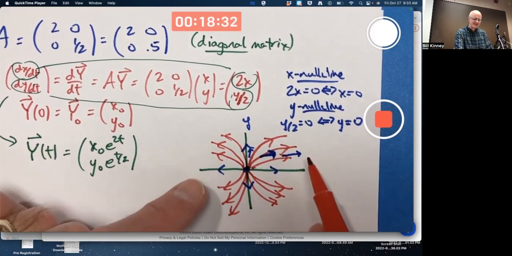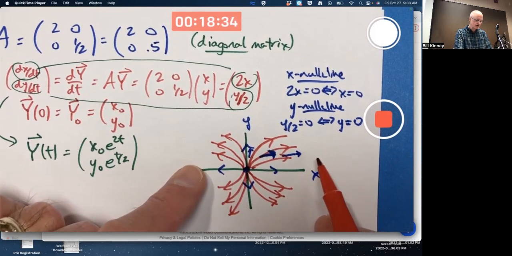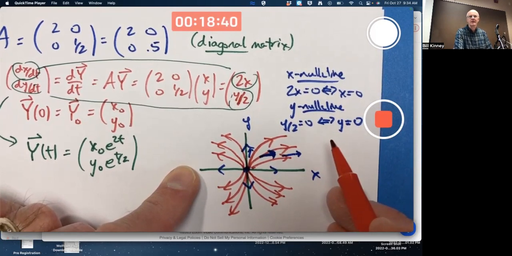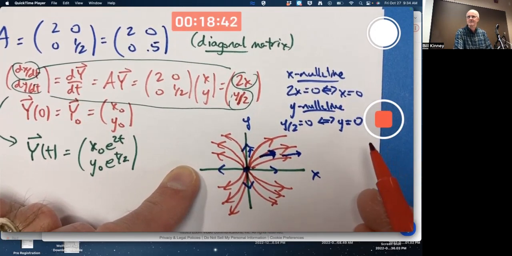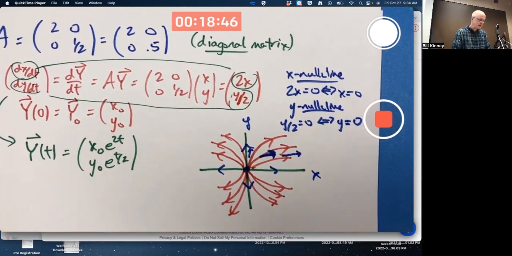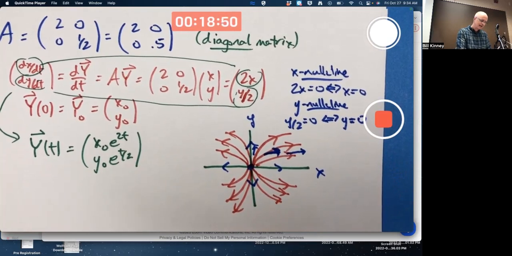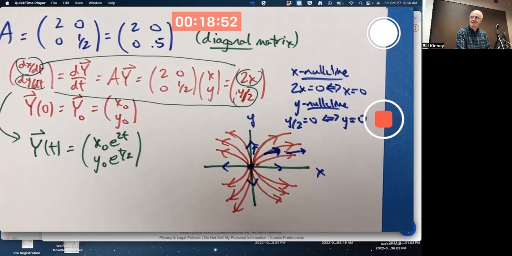So the solutions ultimately, as t gets larger and larger, have to grow to infinity faster in the x direction than they do in the y direction. They still go to infinity in the y direction, but just not as fast as in the x direction. So this ends up being what the phase portrait looks like. And yeah, the straight line solutions are along the axes.